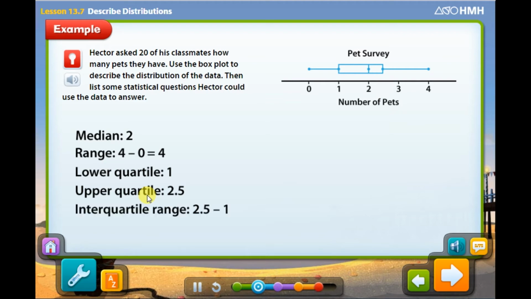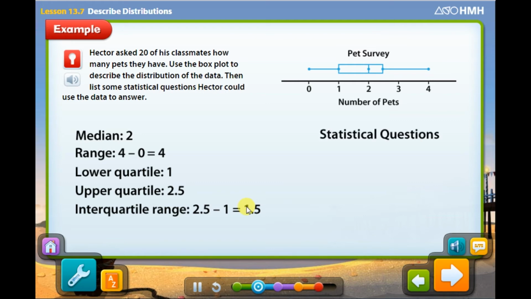Since you know the quartiles, find the interquartile range. What's the difference between the upper and lower quartiles? To find the interquartile range, you have to find the difference between the upper quartile and the lower quartile. So 2.5 minus 1 would be 1.5. The interquartile range is 1 5/10.